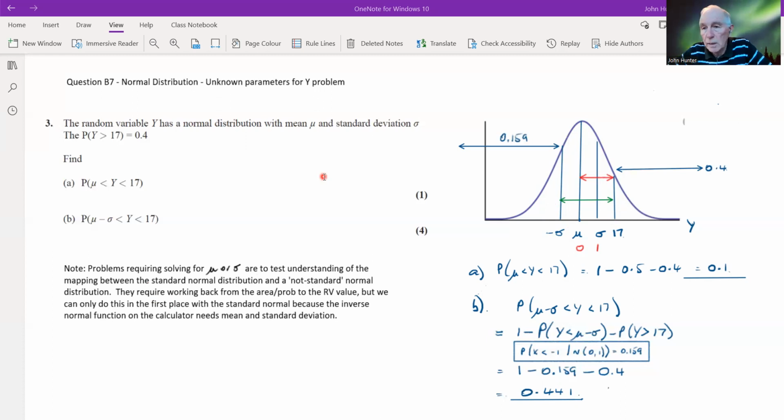All right, so it's quite a nice little example, and these are very likely to crop up. Really it's testing your understanding of the standard normal distribution, and the mapping between the standard normal and the distribution that is under consideration.